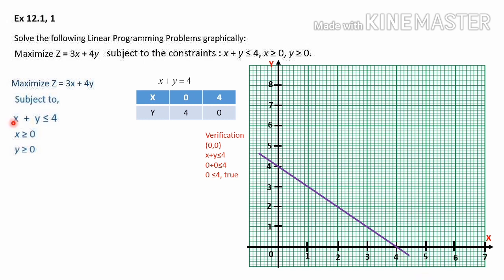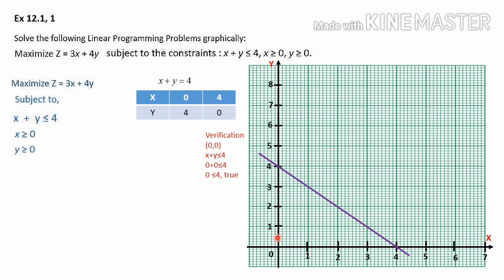But we have to represent an inequality, x plus y less than or equal to 4. Inequality representation, you always know that it is a region. Maybe it is below the line or above the line. There must be a region which satisfies the inequality. So we have to find out. For that verification you have to take a point on your graph.